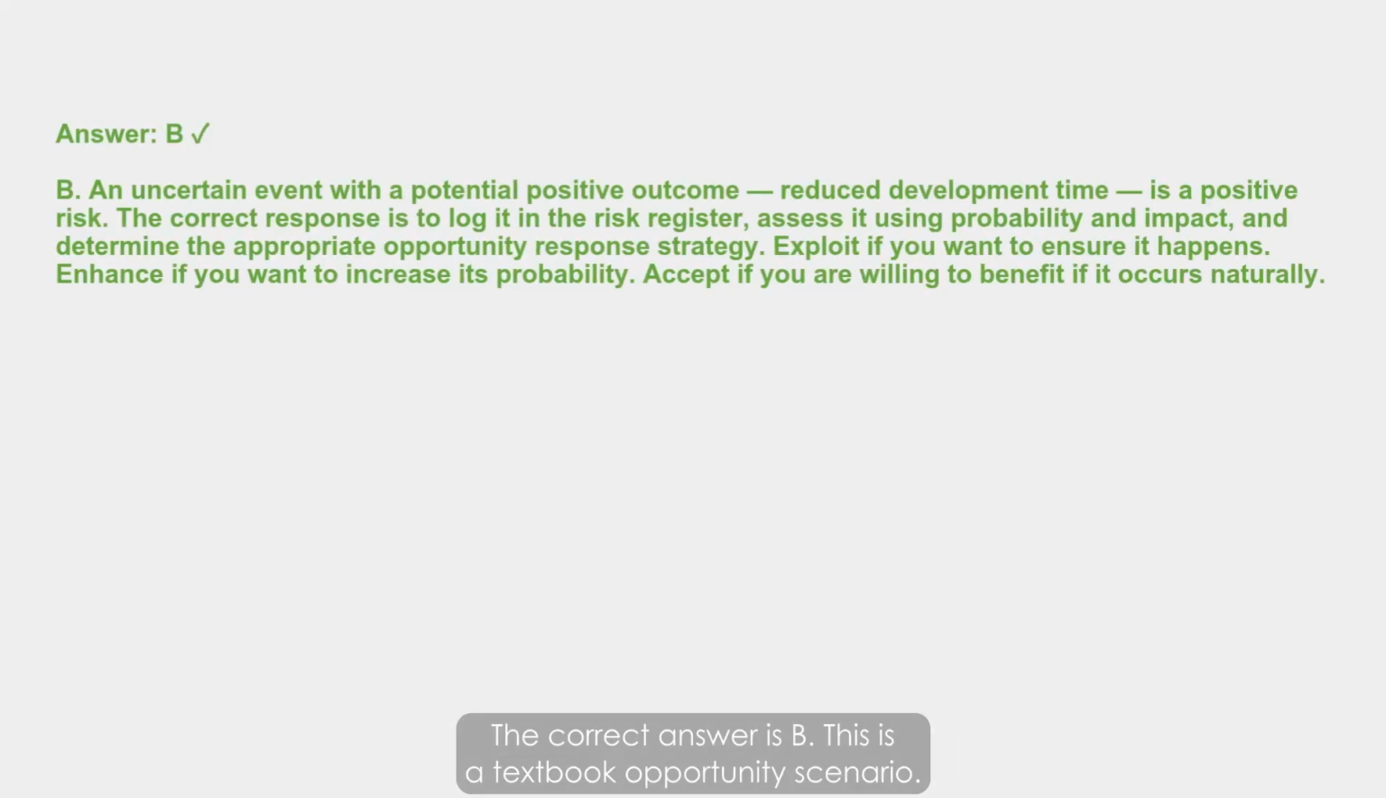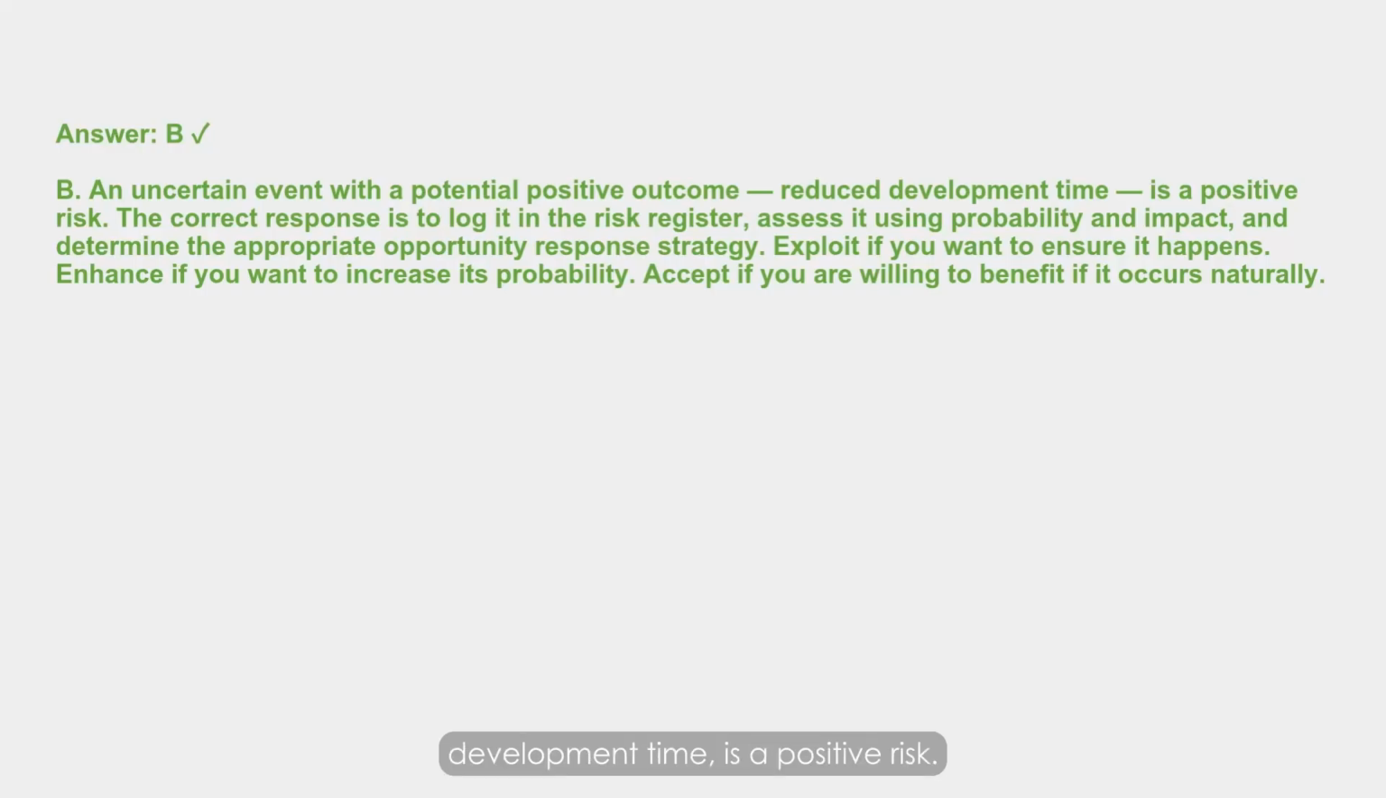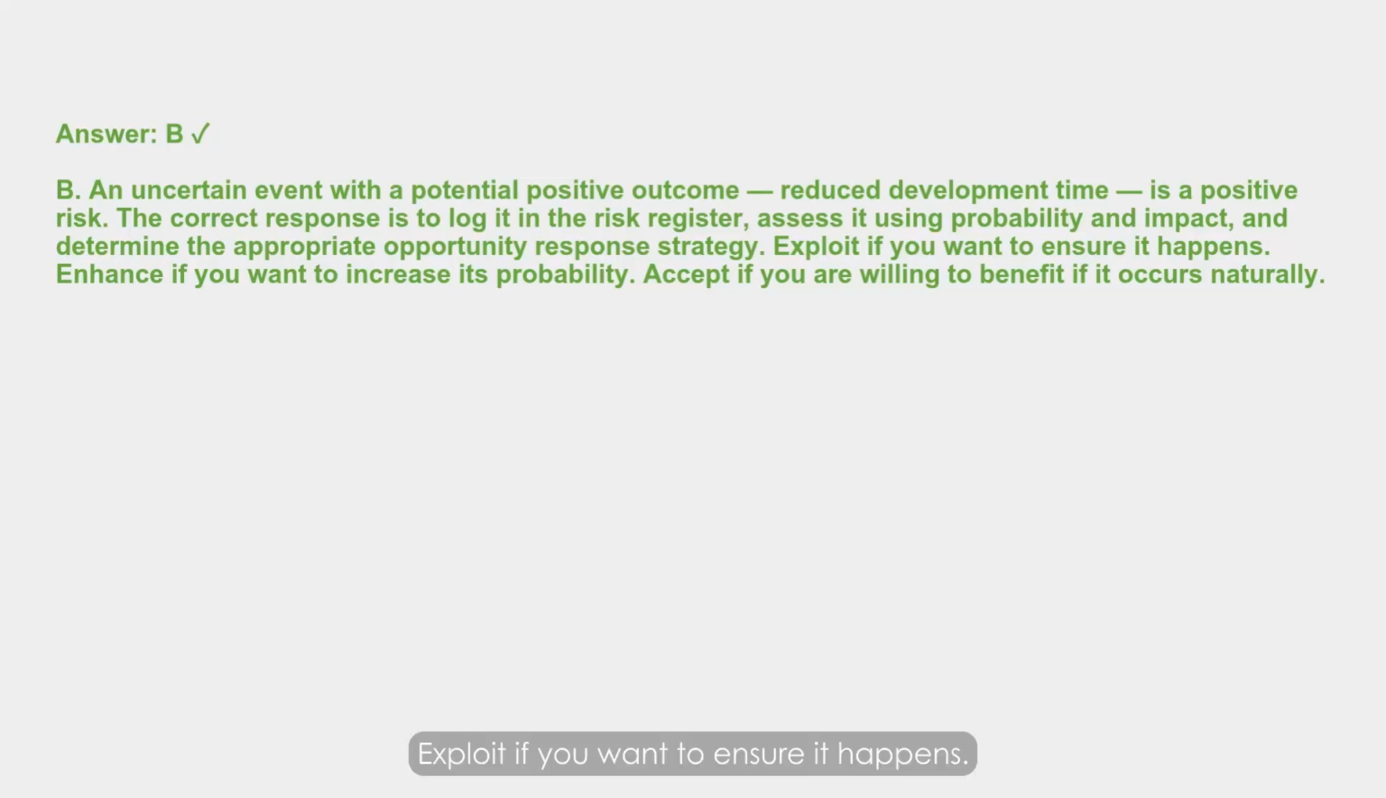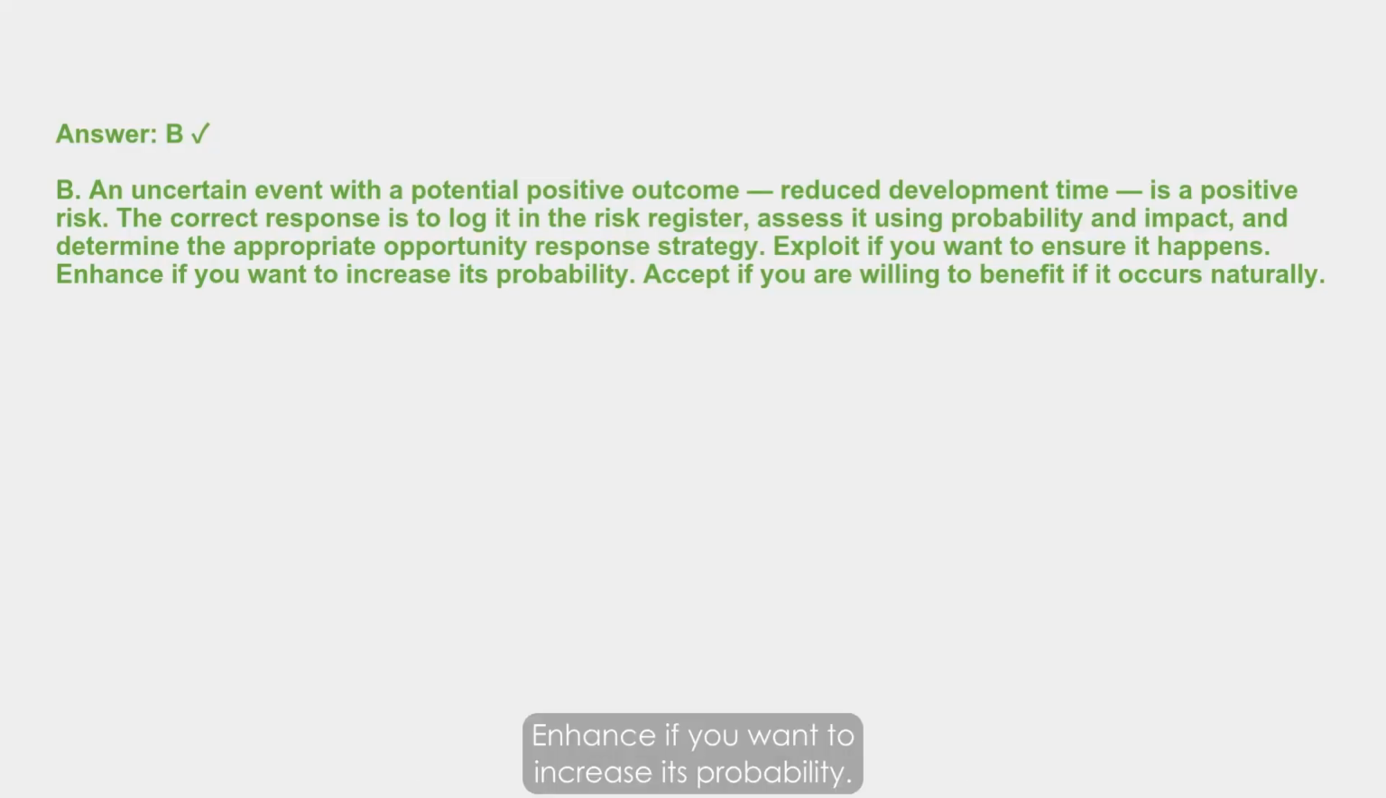The correct answer is B. This is a textbook opportunity scenario. An uncertain event with a potential positive outcome, reduced development time, is a positive risk. The correct response is to log it in the risk register, assess it using probability and impact, and determine the appropriate opportunity response strategy. Exploit if you want to ensure it happens. Enhance if you want to increase its probability. Accept if you are willing to benefit if it occurs naturally.